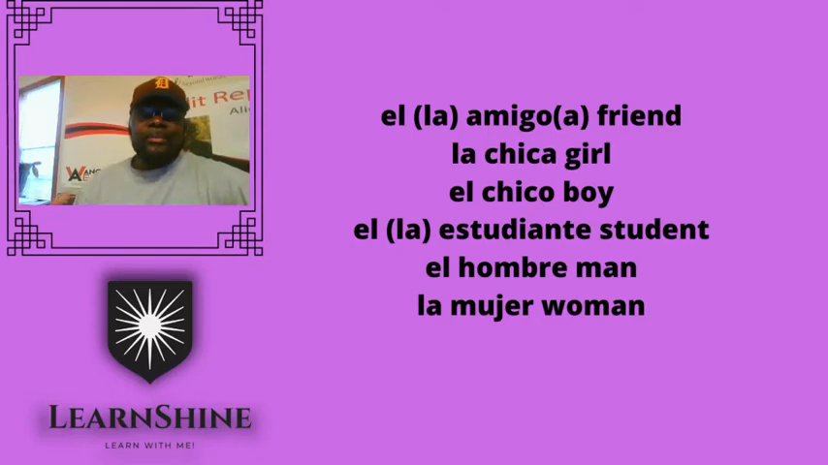So el amigo would be the descriptor for a person that is a male, and they are your friend, el amigo, the friend. La amiga would be the corresponding subject for a person that is a friend that is female, la amiga. Notice the word estudiante, just like inteligente, it is gender neutral. So a guy is estudiante and a girl is estudiante.